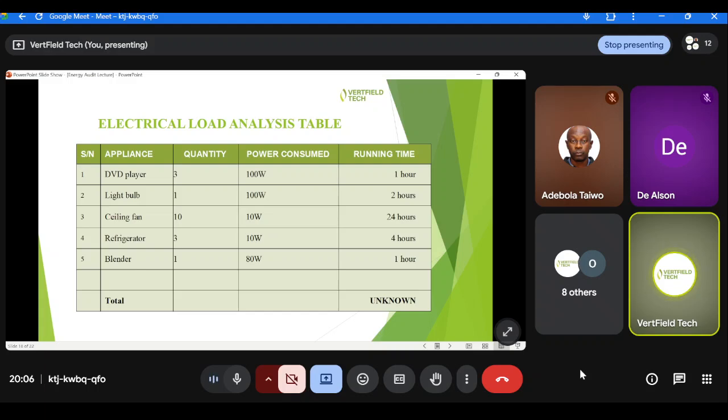And how do we apply that formula? There's a technique to apply it. We will apply it to get the energy consumed by each of these appliances. That is to say, get the energy consumed by the DVD player, light bulb, ceiling fan, refrigerator, blender. And at the end of the day, we add all the various energy consumptions up. Once we do, that becomes the total energy consumption, which also translates to the total energy need of the facility. I hope that is very clear. I hope everyone is understanding what we are talking about here right now.